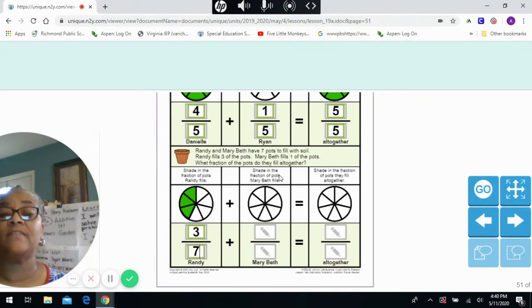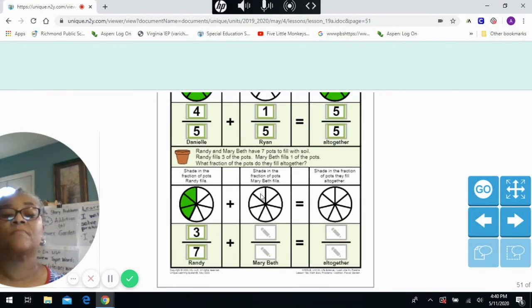Now we have to shade in the fraction of pots Mary Beth fills. How many does she fill? 1. Let's shade that in. Okay, we have 1. All righty. Now, how many altogether? 1, 2, 3, 4, 5, 6, 7.